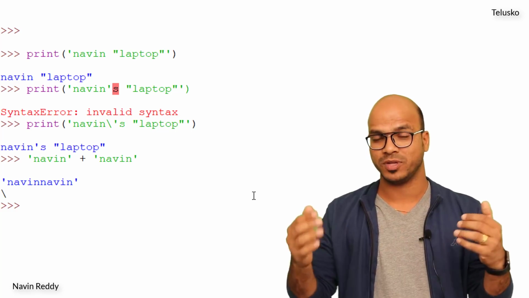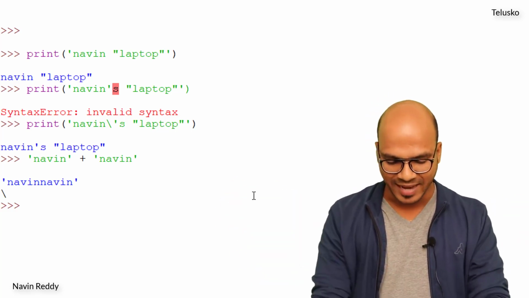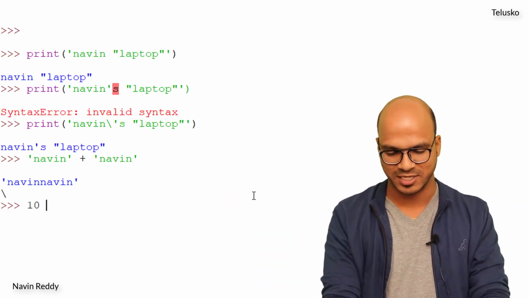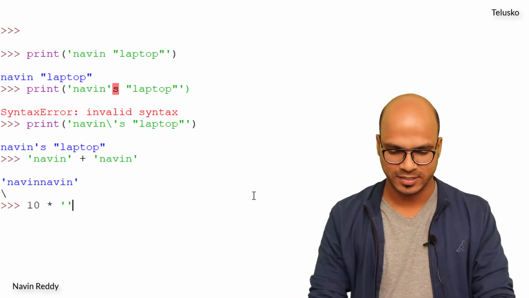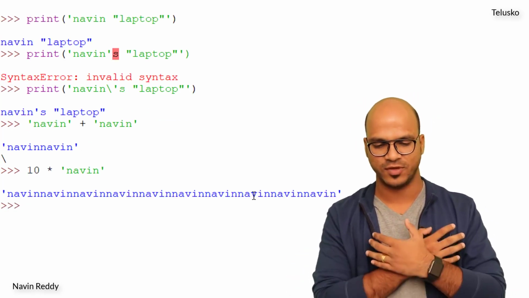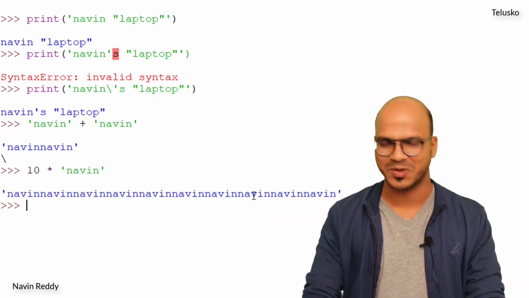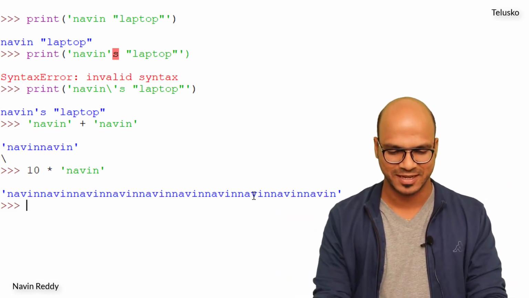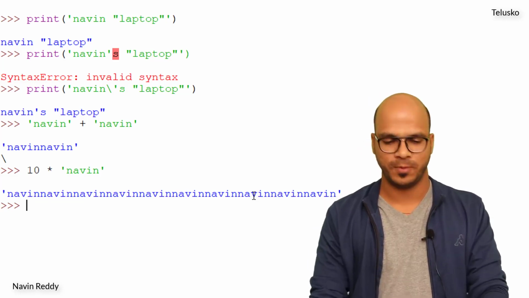What if I want to print Naveen 3 times or 10 times? In that case, you can play with numbers as well. So you can say 10 into, in single quote, you can say Naveen and say enter. You can see we got Naveen 10 times. Yeah. So Python is fun actually. You can play with it. You can do some experiment. That's amazing. What if I want to print this one?